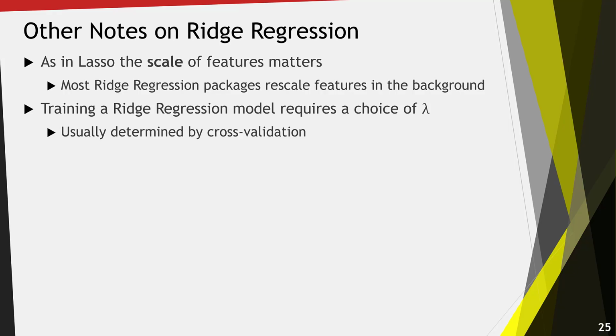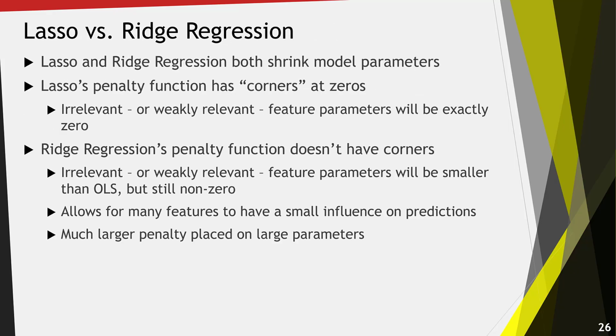Also, just like with lasso, training a ridge regression model requires a choice of lambda, the regularization parameter. This is usually determined by cross-validation, but there may be other approaches to determining it as well. So in summary, comparing lasso to ridge regression, both of these modeling tools are going to shrink the model parameters compared to OLS. The important thing to remember is that lasso's penalty function has corners at the zeros, so irrelevant or weakly relevant feature parameters are going to be shrunk to exactly 0. Ridge regression's penalty function doesn't have any corners.